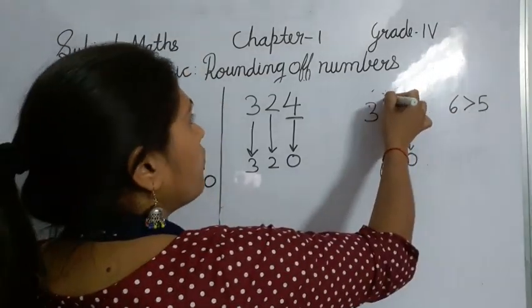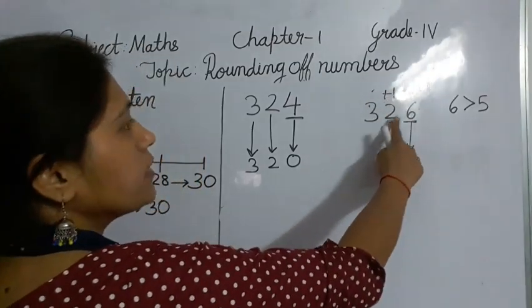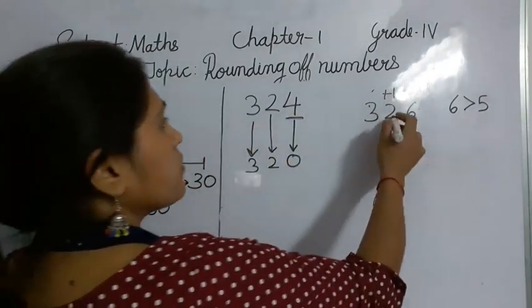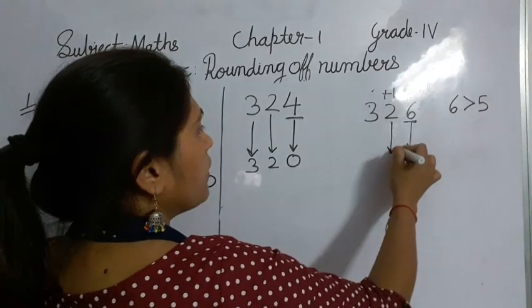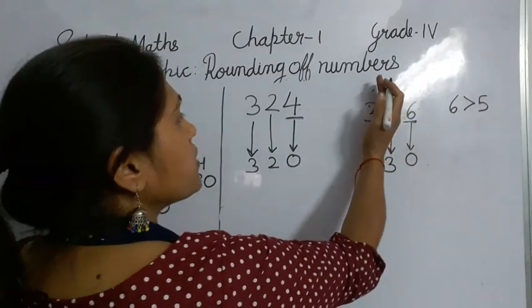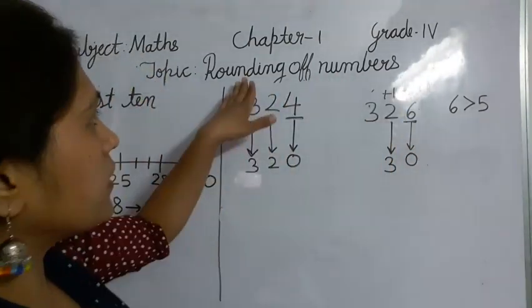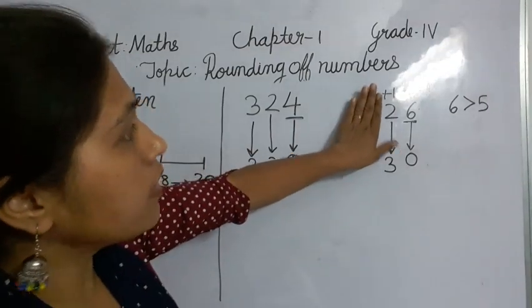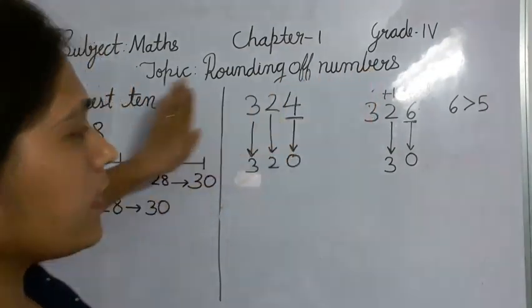We need to add 1. We have to increase the 10s place by 1. So 2 plus 1, what will come here? 3, and the rest of the places will be the same because it is rounding off to the nearest 10. So we will not touch the other places.